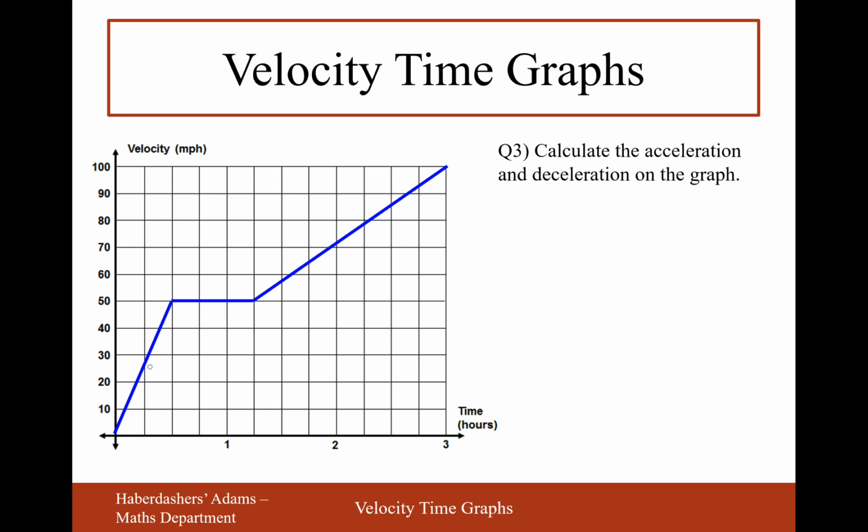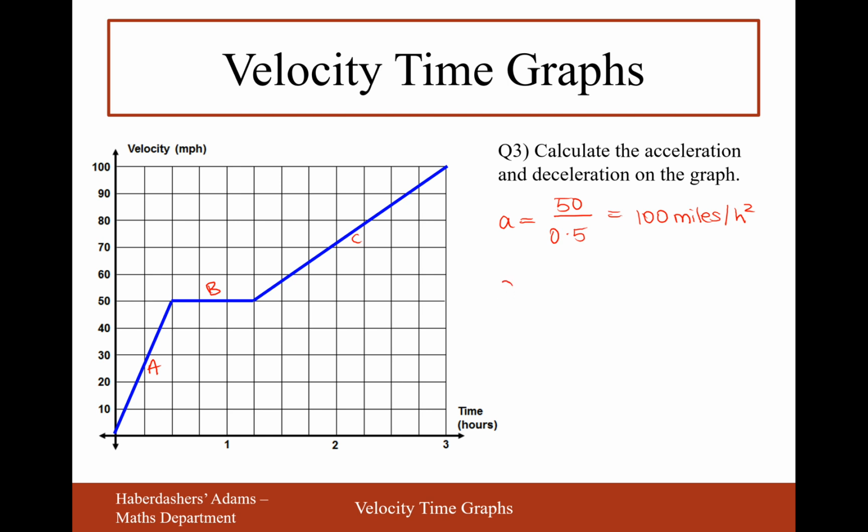Okay, so let's refer to it again as section A, section B and section C. So for section A, we have an increase in speed of 50 divided by the time that was taken. That was half an hour, so 0.5 hours there. So the acceleration is going to be 100 miles per hour squared.